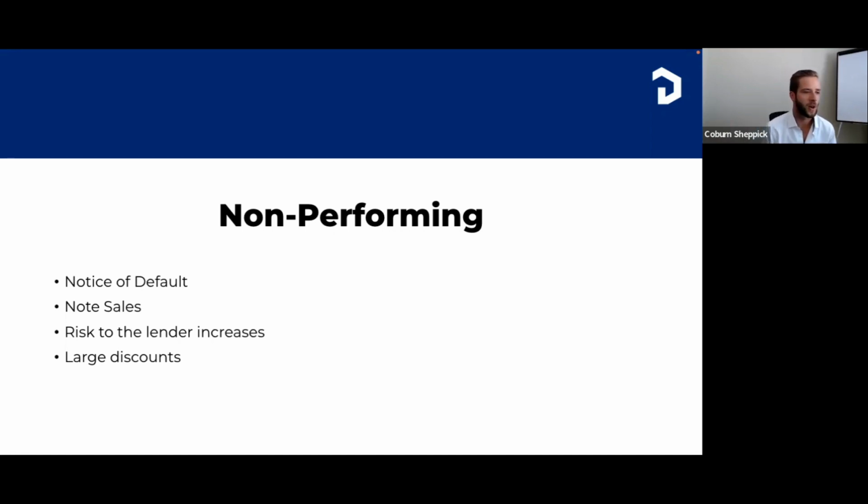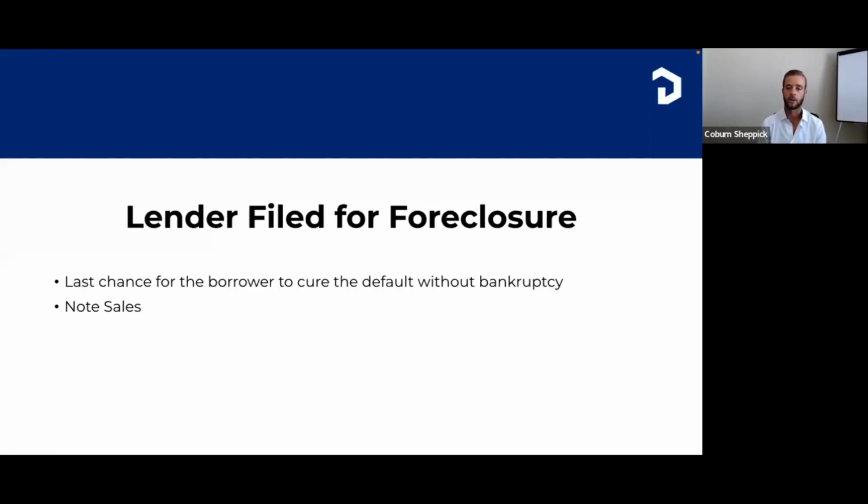During this phase, there's also the potential to have assumable debt if you're on the buying side. And at this time, where we've had very low interest rates for years, there is going to be great opportunity to assume debt in this phase as well. So in the next phase, the lender has actually filed for foreclosure, and this would be the last chance for the borrower to cure the default without going through the bankruptcy process.